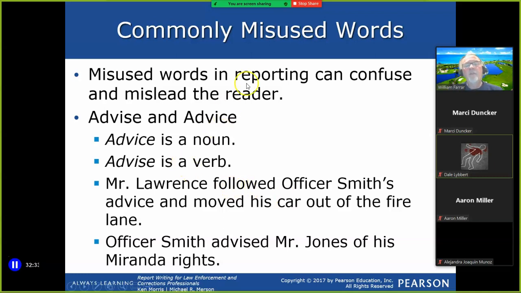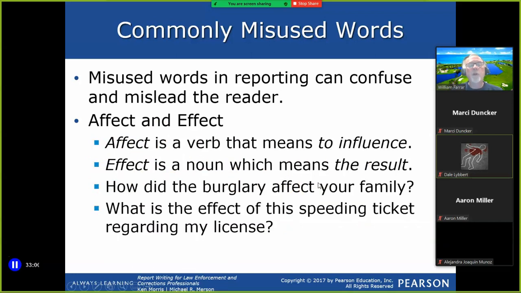So advise and advice. Okay. Advice is a noun, advise is a verb. All right. So examples could be Mr. Lawrence followed Officer Smith's advice and moved his car. And then at the bottom, Officer Smith advised Mr. Jones of his Miranda rights. So these sometimes get mixed up. So we want to make sure that we know which one is correct.